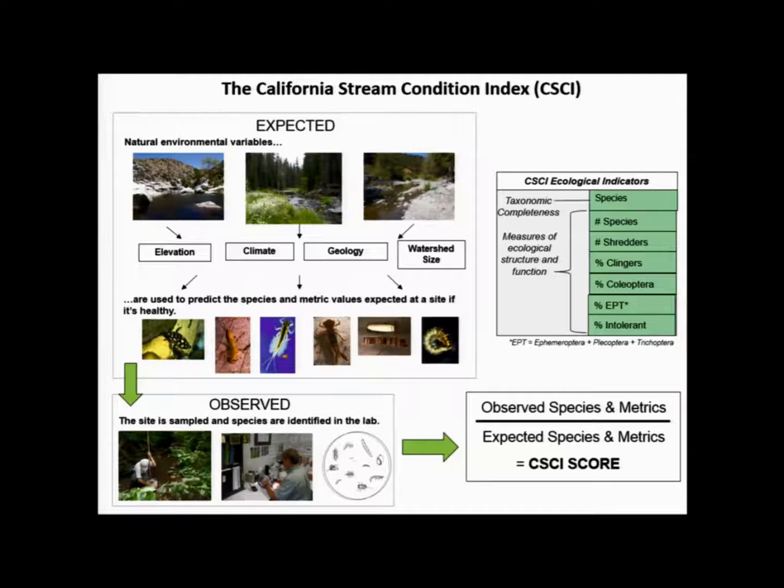The CSCI is scored from a 0 to 1 scale. So a 0 score would mean a highly degraded site, whereas site scores of 1 or even greater than 1 indicate that the site is in reference condition. So if you have a loss of taxonomic completeness or a loss of any of these measures of ecological function, you're likely to have a lowered CSCI score.